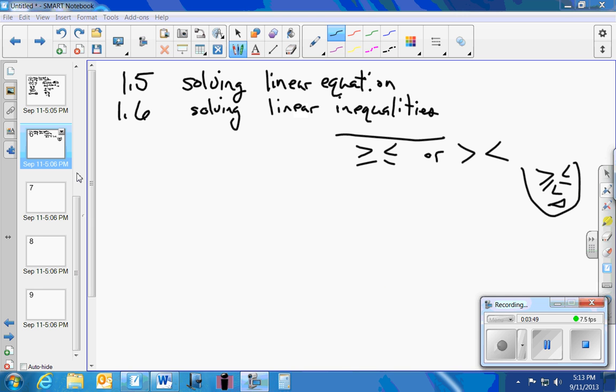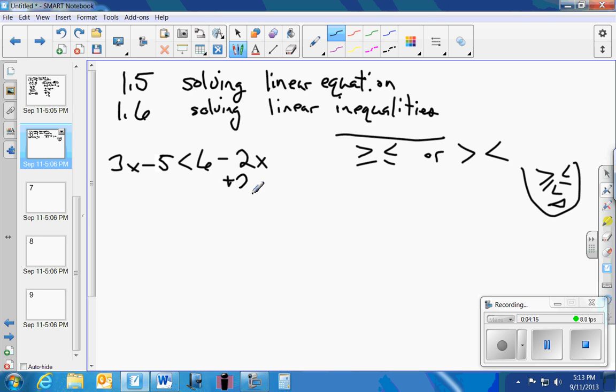So the first example they have is 3x minus 5 is less than 6 minus 2x. The one thing I'm going to do is get my numbers on one side and my letters or variables on the other side. I always like my variables on the left side. It just makes it easier to actually read.